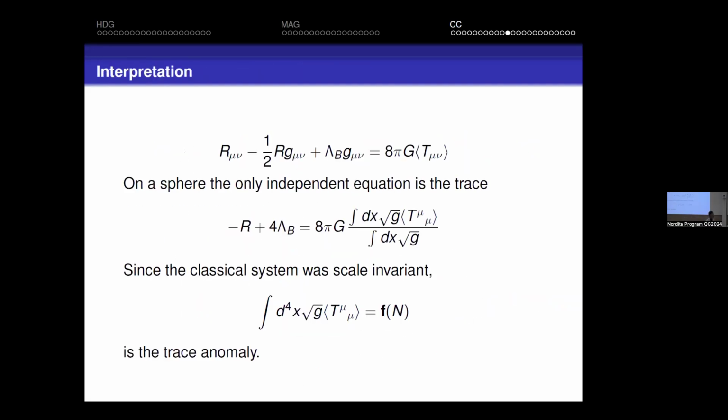If you write the equations of motion, it's the Einstein equation with the expectation value of the energy momentum tensor on the right-hand side. But on the sphere, the only independent equation is the trace. And so you can write this thing on the right as the integral of the trace of the energy momentum tensor divided by the volume.